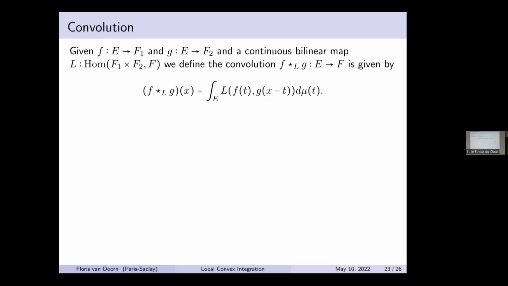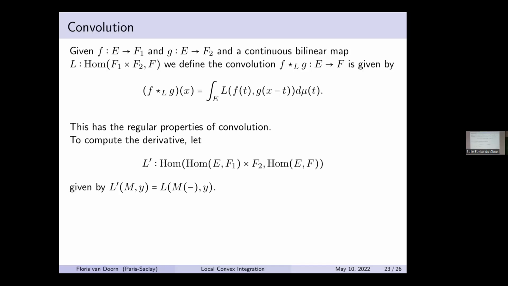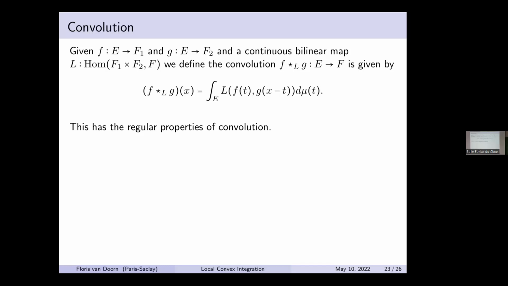It's the same as before, except that instead of multiplying f and g, we apply the linear map L to these two arguments. And this has exactly the same nice properties of convolution as before: it's still distributive, linear, associative. Associativity requires some work to even write down, but we can still prove that the convolution is smooth if one of the functions is smooth and the other one is locally integrable, assuming that one of them has compact support at least.